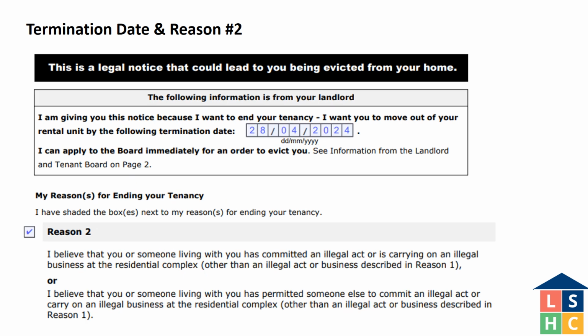If serving the notice because your tenant or their guest has committed an illegal act or is carrying on an illegal business at the rental unit that does not involve illegal drugs, Form N6 is a 20-day termination notice and it does not give the tenant an opportunity to void it. When filling out the notice, make sure to shade in the box next to reason 2. When calculating the termination date, the day the notice is served to the tenant is considered day 0, and the next day is day 1.